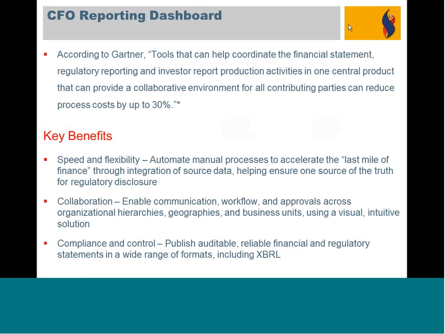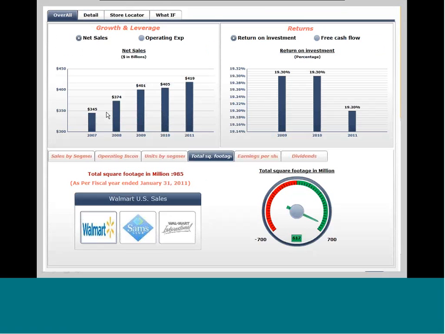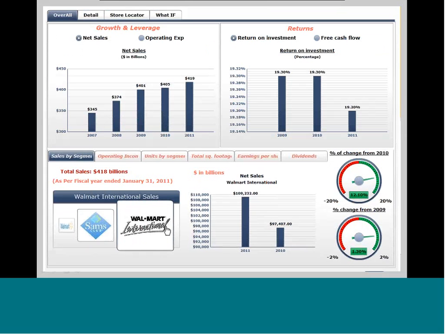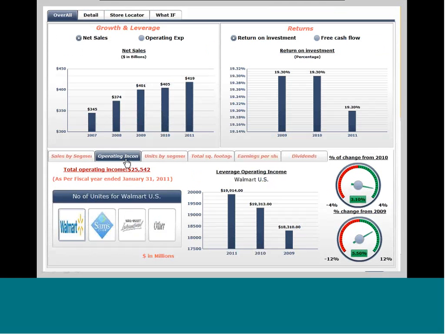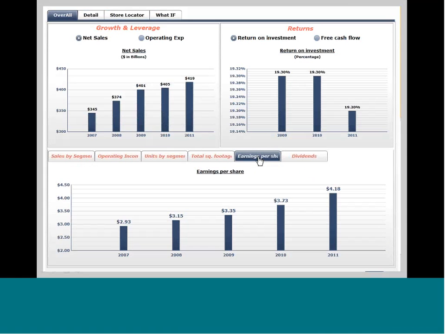What you saw till now were more of the operational level dashboards. Now, what we are going to show you right now is a CFO level dashboard. What this does for you is it puts together the entire information of the functioning of your organization. So if you look at the overall view over here, you can look at sales by segment for different units, for different entities that you have. You can look at operating income. You can look at units by segment for different units, for different organizations that you have. You can look at earnings per share as well.